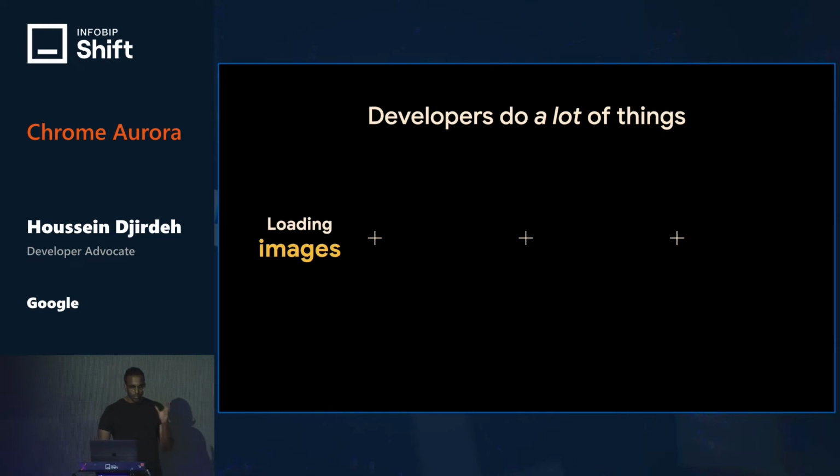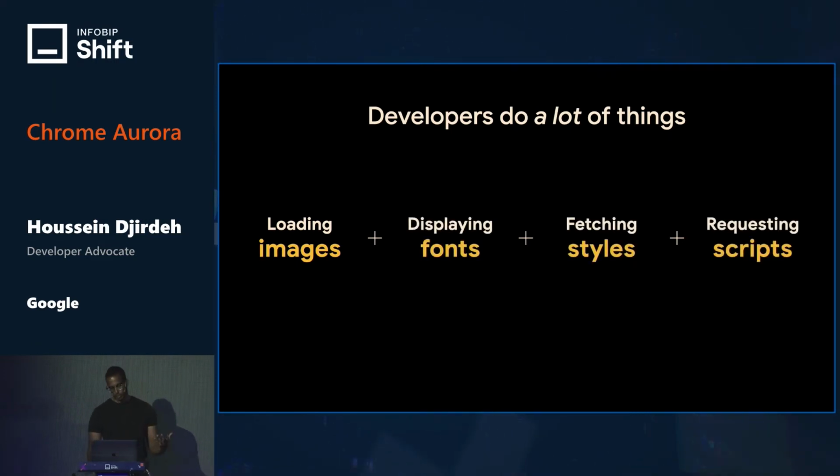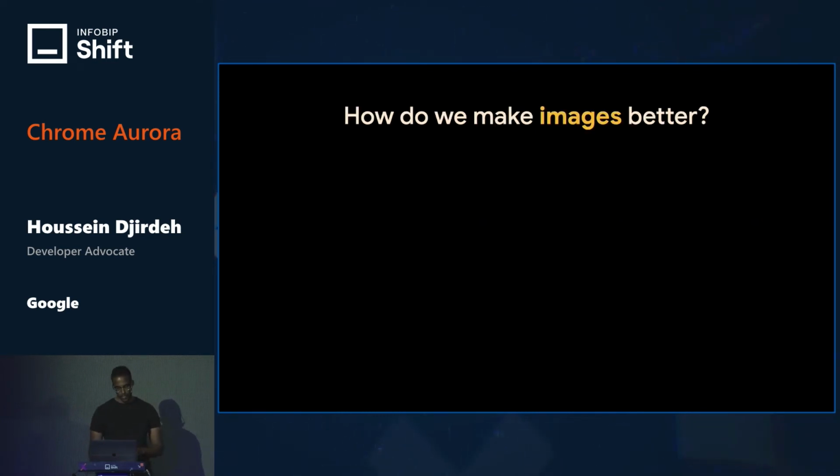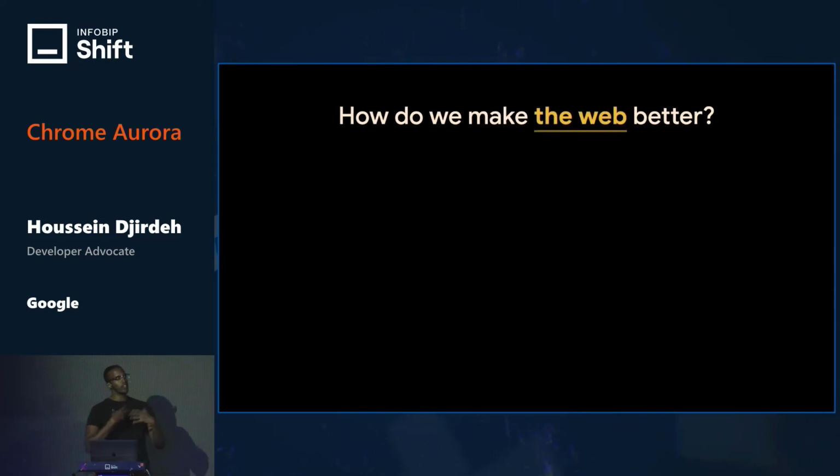And again, I'm using image loading as a primary example, but it's important to remember that web developers do a lot of things simultaneously when designing and building a website. Loading images is one of them, but so is loading and displaying different fonts, and fetching styles, and requesting scripts, and the list can go on and on and on. So if images are just one thing, let's try to zoom out and ask ourselves this. How can we make the web in general better for developers and end users alike?